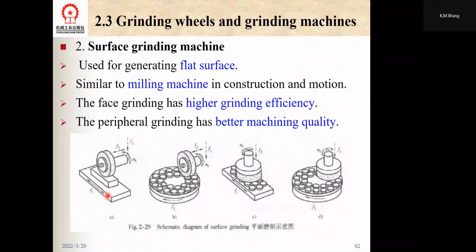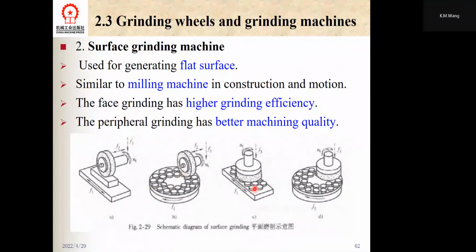This shows the type with a horizontal spindle and reciprocating table. In this picture, we can see that. And this picture shows the type with a horizontal spindle and rotating table. And the table is rotating, and the spindle is horizontal.